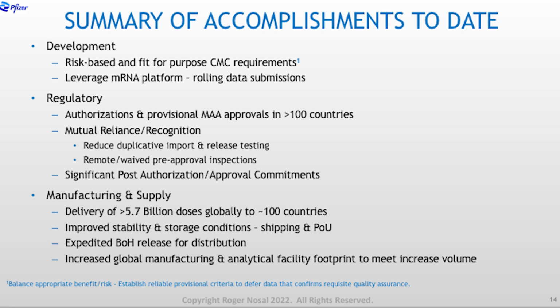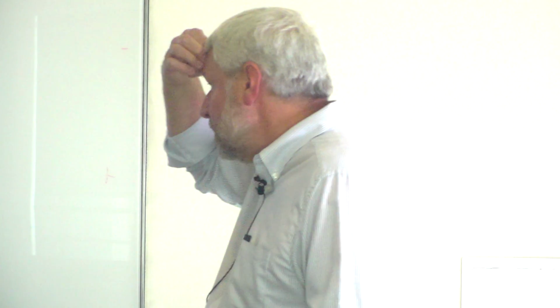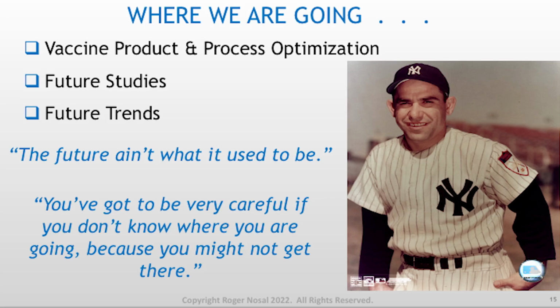And probably the most promising thing from my perspective is this improved stability and storage. We're now seeing with certain versions of our vaccine, and this is the wild type vaccine, I haven't talked about the other strains yet, we're starting to see some stability that we can manage at 2 to 8 degrees for a longer period of time, and even at -20 rather than at -80, which is really going to be a boon for us as we move forward. Okay, so where are we going?